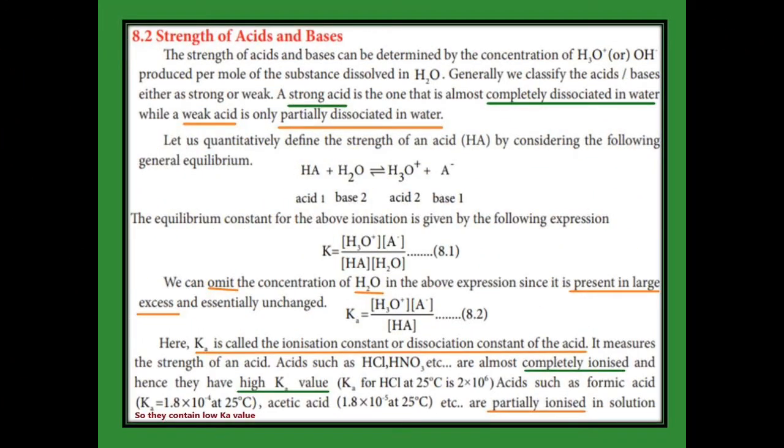Strength of acids and bases. A strong acid is an acid which completely dissociates in water. That is called a strong acid. And a weak acid means it only partially dissociates in water.